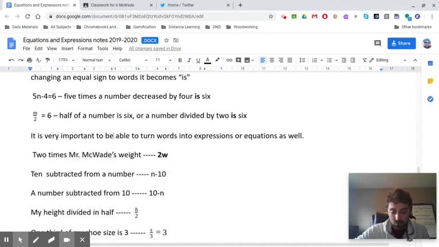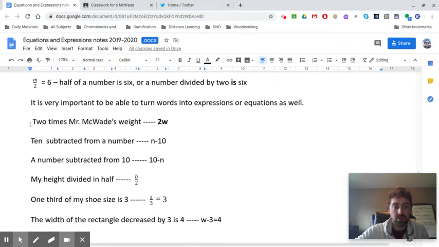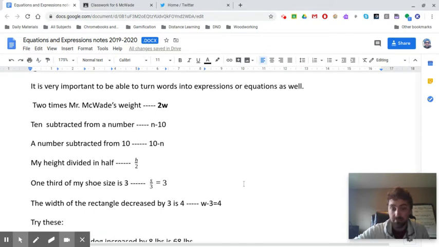It's very important to be able to turn words into expressions or equations as well. So this is how we turn expressions into words. This is showing the example of how we turn words into expressions. So 2 times Mr. McWade's height. We have 2w, because 2w, weight, not height. And so that w represents my weight. 10 subtracted from a number, so it's not 10 minus n, because we're taking 10 away from a number. So n minus 10. A number subtracted from 10, we have 10 minus n. My height divided in half, we have h representing our height divided by 2, because that's half.